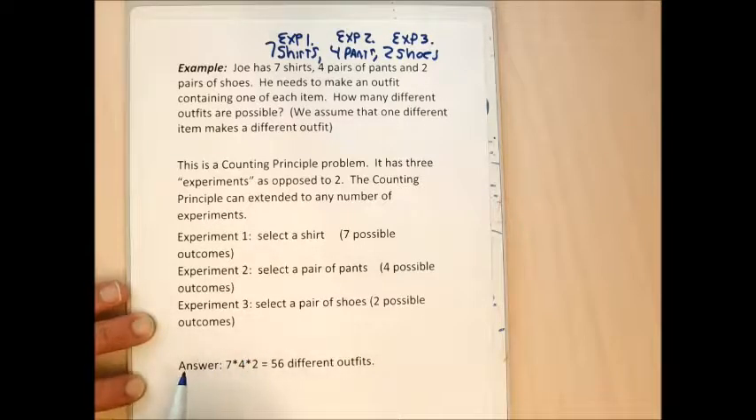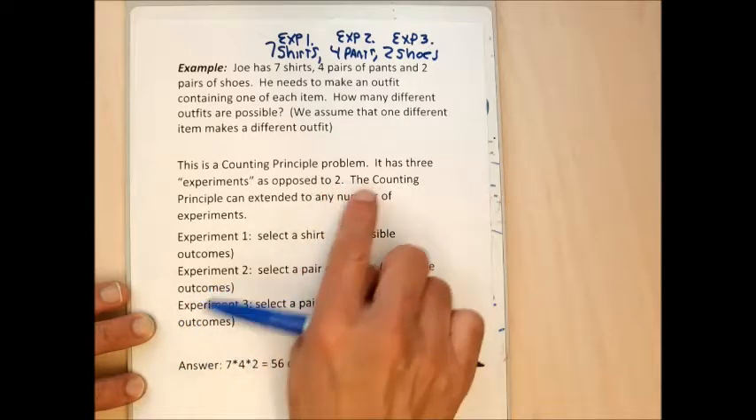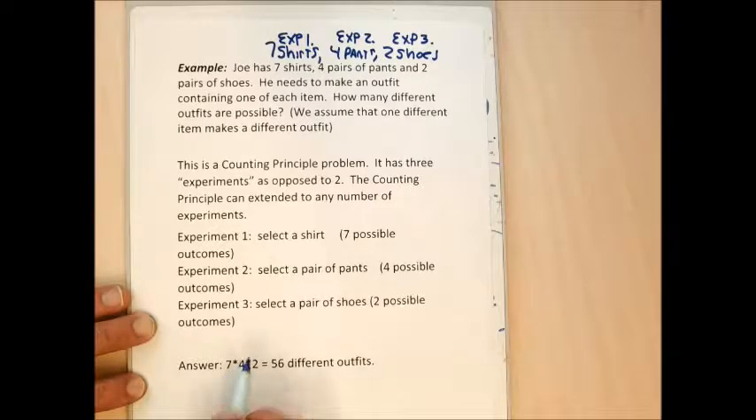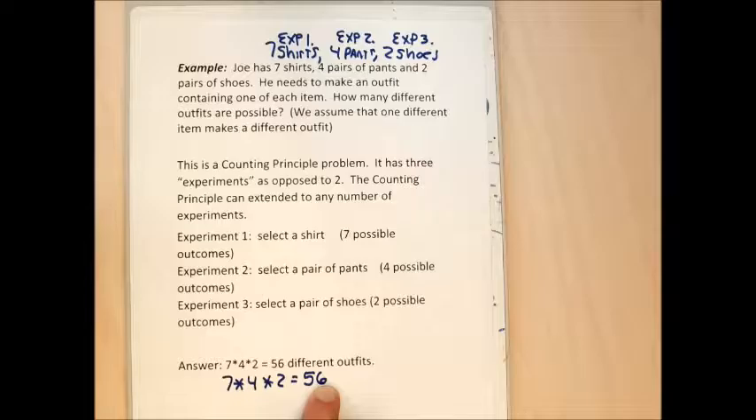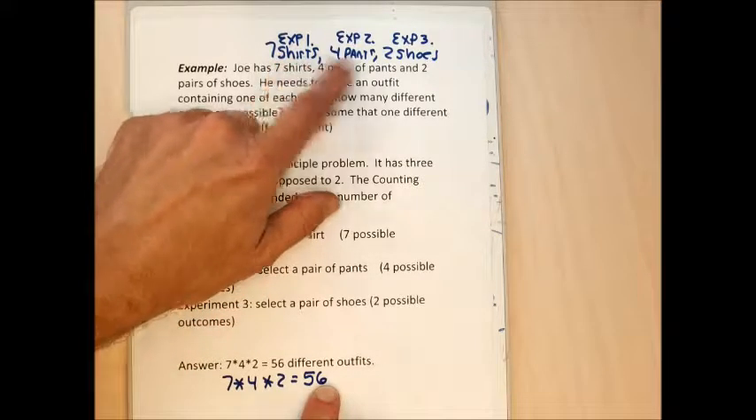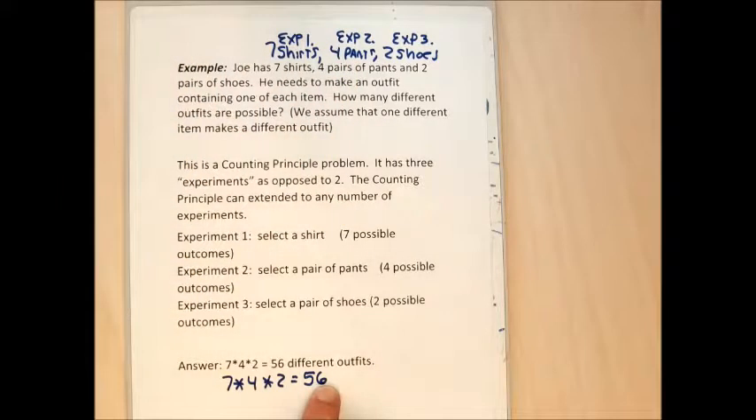And then the counting principle will extend. If I do 3 experiments in a row, if I know the number of outcomes for each experiment, if I just multiply those numbers together, that's going to be the number of outcomes for those experiments done in that order. So picking a shirt, a pant, and a pair of shoes creates an outfit. There's going to be 56 outfits that Joe will have. Granted, some of them will be very subtly different. They might have the same shirt, the same shoes, but a different pair of pants, and we'll call that a different outfit.